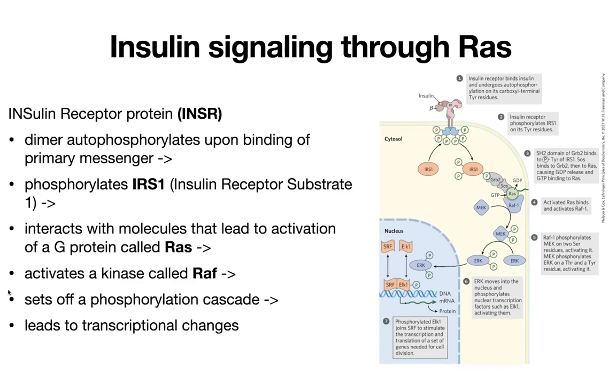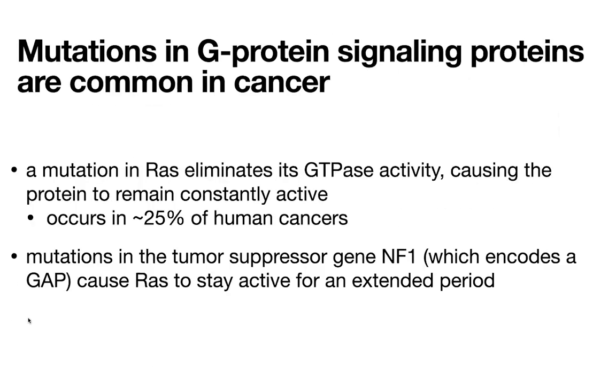Now, RAS you might have heard about because it's going to be very important in the context of cancer. Mutations in RAS that eliminate its GTPase activity are going to cause it to remain constitutively active, or constantly active. These sorts of mutations occur in about 25% of human cancers. You can also get mutations in GAPs, those proteins that cause the G protein to activate its GTPase activity.